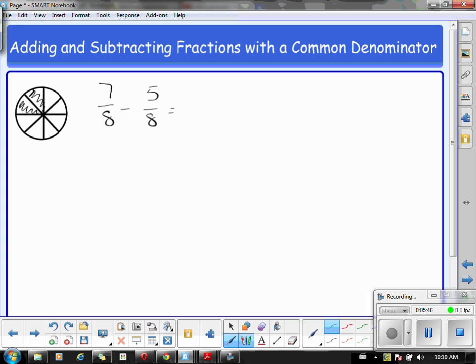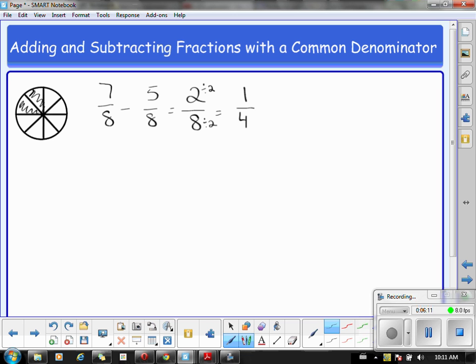Mathematically, we think 7 minus 5 is 2. When we look at our pieces, the size of our pieces hasn't changed. They're still 8ths. And again, we have to reduce to lowest terms. The biggest number that will divide into both 2 and 8 is 2, and it's 1/4.